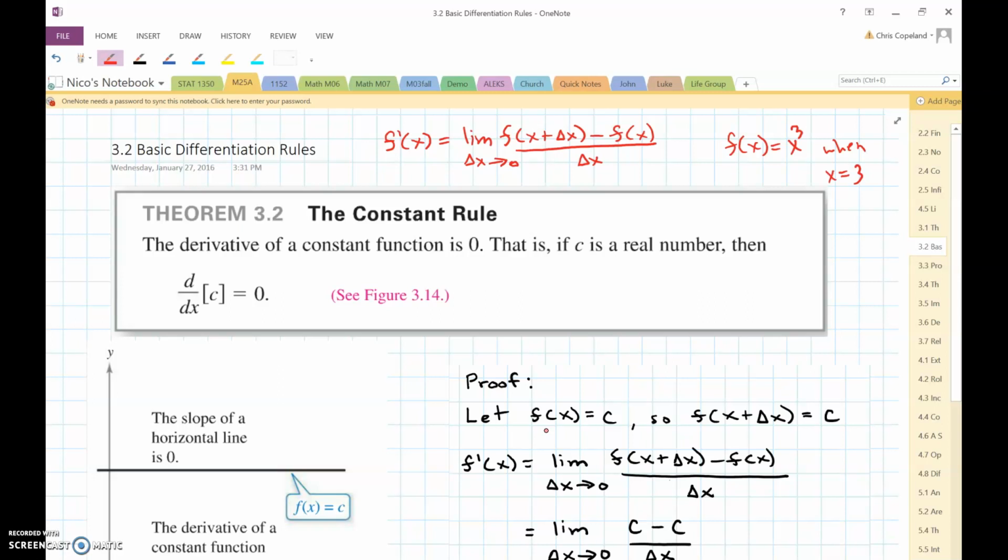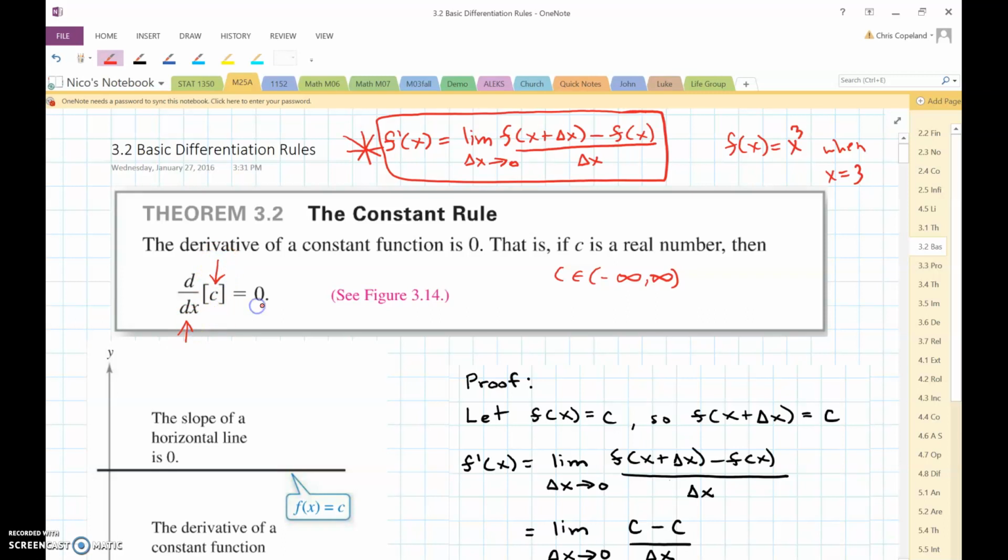In this whole chapter, I'm going to show you shortcuts for derivatives, which is still, in some cases, very difficult, but it will definitely be easier than doing this process over and over again. The first shortcut rule we're going to use is the constant rule. The derivative of a constant function is 0. That is, if c is a real number, any number between negative infinity and infinity, then the derivative of the constant with respect to x would be 0.